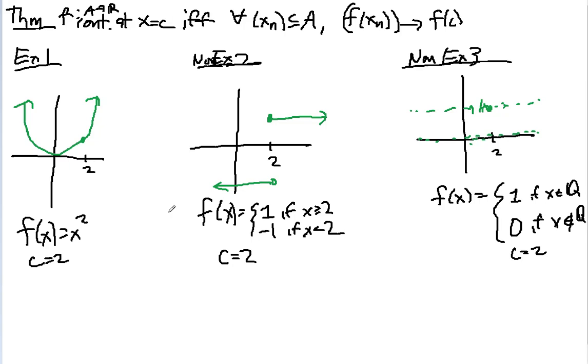I'm here to explain the theorem. There are four different possibilities, but I'll just summarize it with this: f, which goes from A to R, is continuous at a point C if and only if for all sequences in the domain, f of that sequence is going to converge to f of C. Here's kind of an explanation.